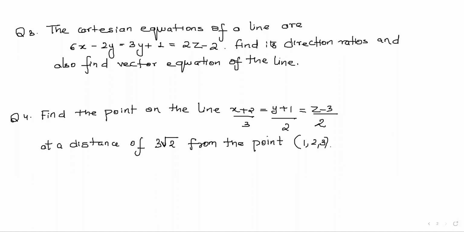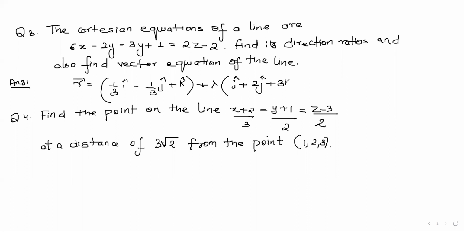Sir, what is the vector equation for the third one? For the third one, just give me a minute. This is the answer. r is equal to 1 by 3 i cap minus 1 by 3 j cap plus k cap plus lambda times i cap plus 2j cap plus 3k cap. Are you getting this?